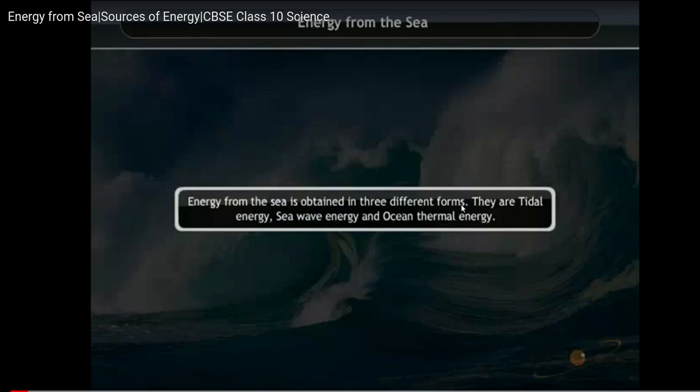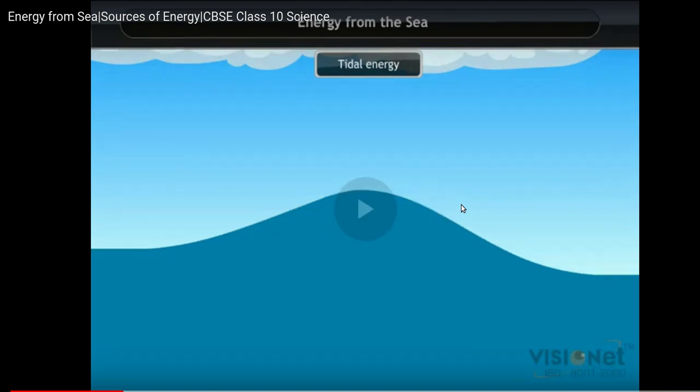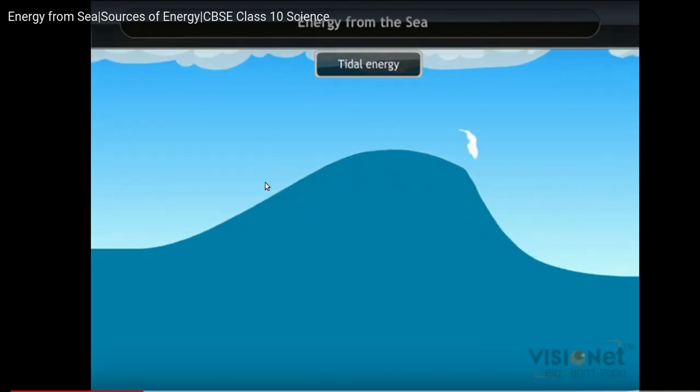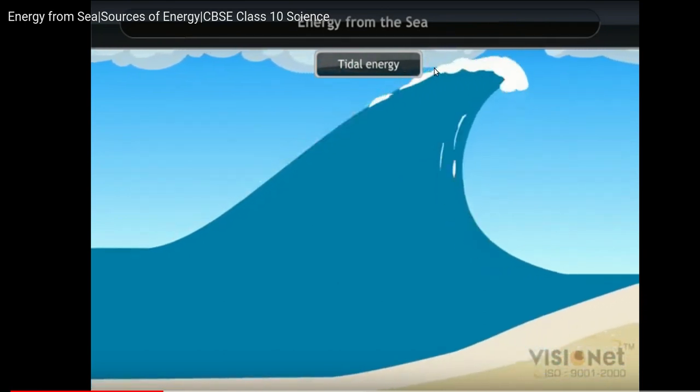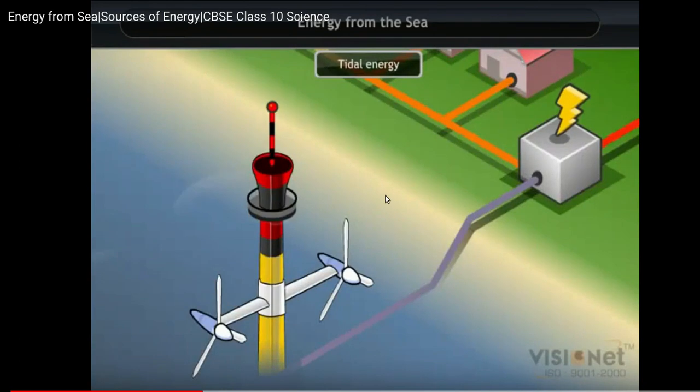First is tidal energy. Do you guys remember tides? In 9th grade or before, we learned about tides, right? Because of the temperature difference between the sea and the land, we had these things called tides, which would happen in the sea. So this is what it is. As you can see, the tide is forming, and this is the energy we use.